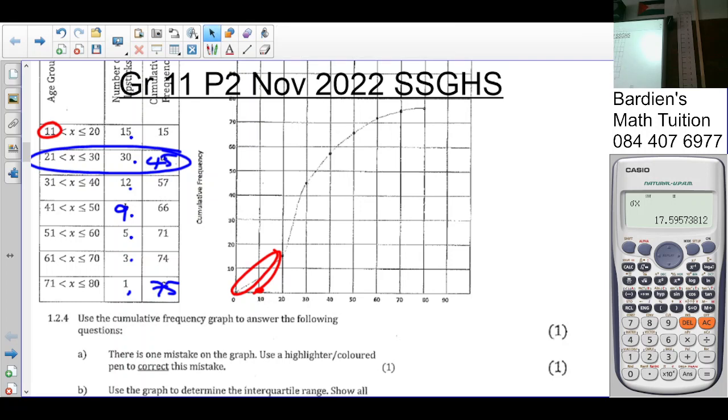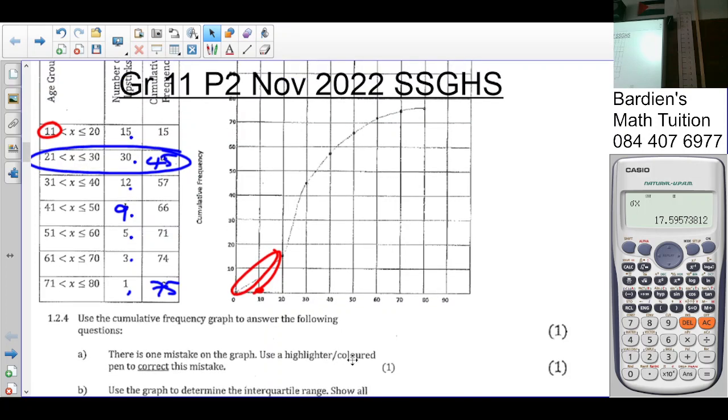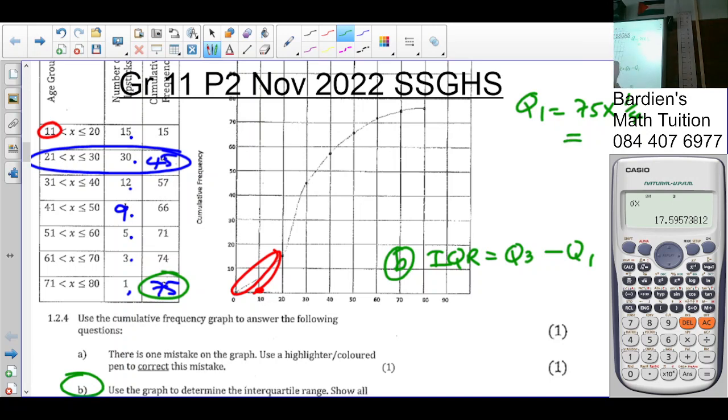Okay, let's look at the next question. B says, use the graph to determine the interquartile range. Show all your working. So for your interquartile range, I highlighted in green, that's B. Your interquartile range is going to be Q3 minus Q1. So how many values are there in total? There's 75 in total. So for your quartile 1, it's going to be 75 times 1 over 4.